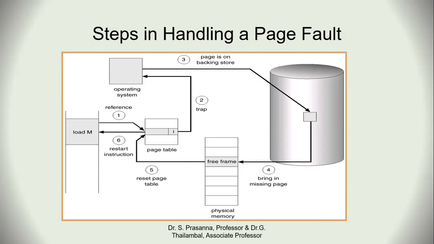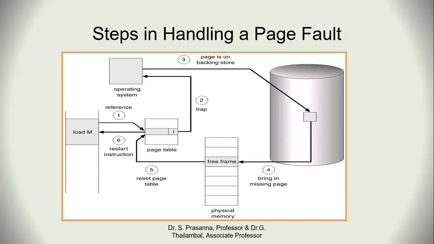Suppose in the third step, it is available in the backing store. Then you can go to the fourth step, which is to bring in the missing page. You have to find a free frame in physical memory, and bring the missing page from the backing store into your physical memory.